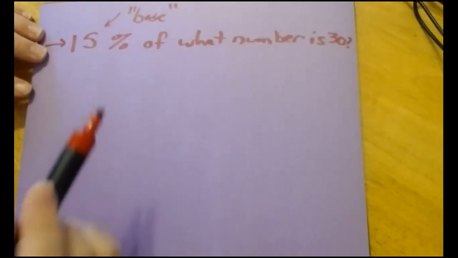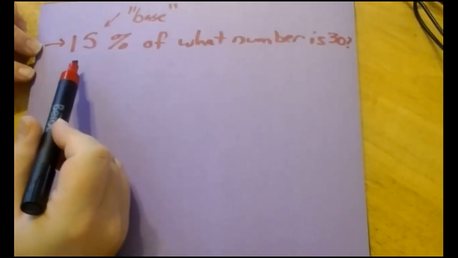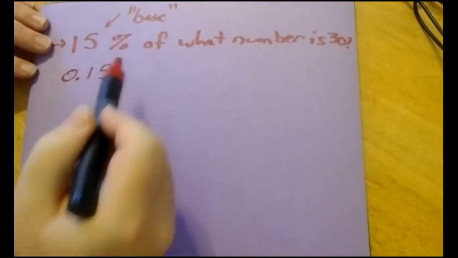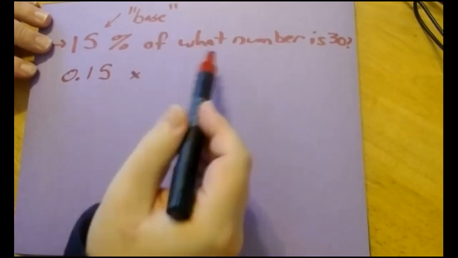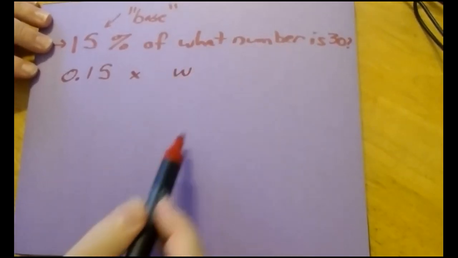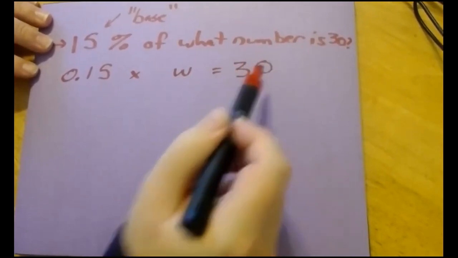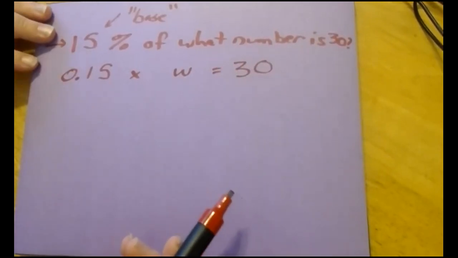Let's do this one with algebra. If we're going to do this with algebra, we're going to change 15% into 0.15. We're going to change of into multiply. We're going to change what number into W. We're going to change is into equals. And we're going to change our final number into 30. We're going to keep it as 30 because numbers stay the way they are.